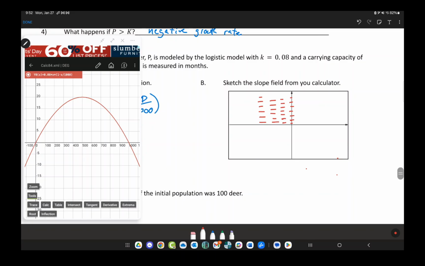Now, looking at your graph, where do I have the highest rate of change? I can see that in this one, at 1,000. This is the graph of the rate of change. So what's my highest value? 20, at what? 500. So at 500, and we'll go by 100. So 100, 200.